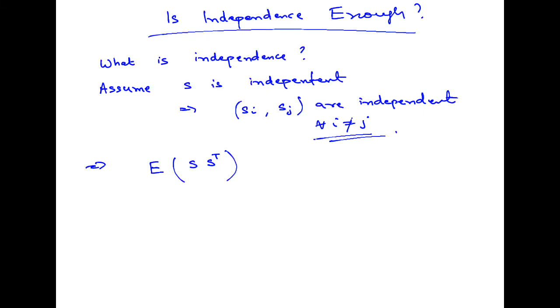So what does this imply? If S is independent, E of S S transpose is the covariance of S, which is diagonal. It's an identity matrix. So this implies E of S S transpose equals I.